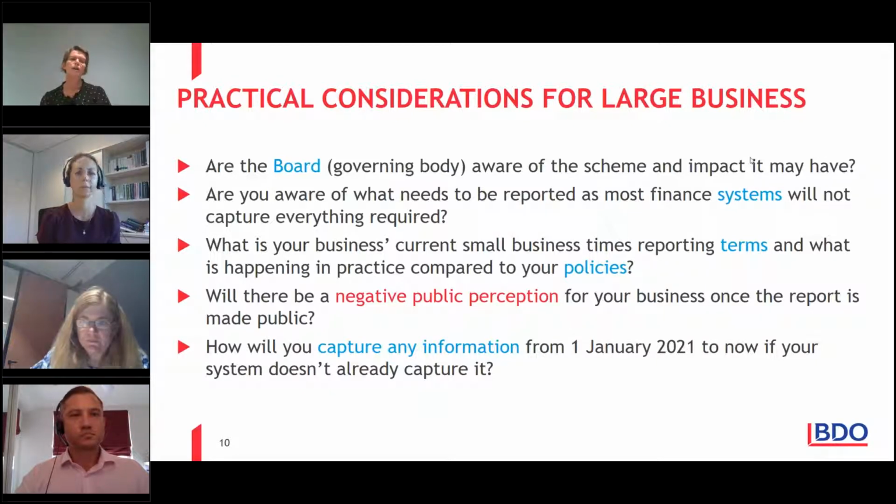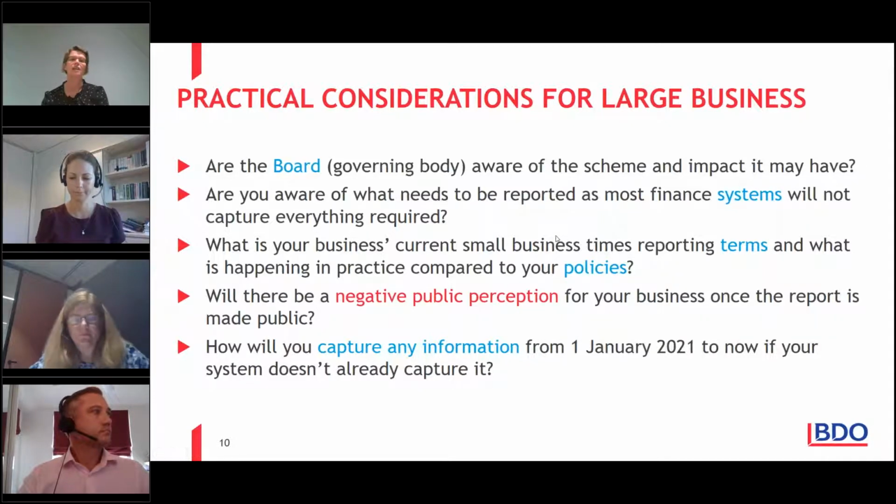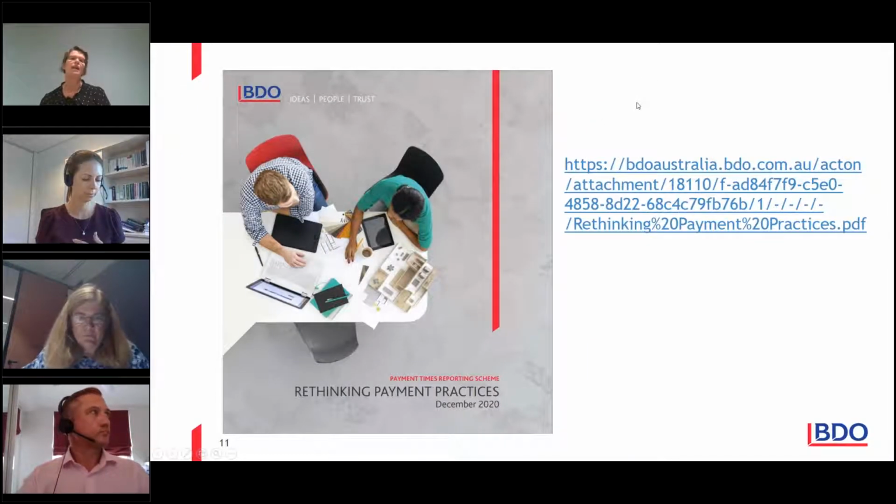So there's a lot of work that needs to be done with the finance systems and working out exactly what does need to be reported, what your finance system currently holds, and if there's information missing, then how do you get that information? How do you pull it all together to report it? And it's already started. This has been in place since 1st of January. So for that missing information from 1st of January to now, how are you going to capture that? How are you going to go back and collect that information?